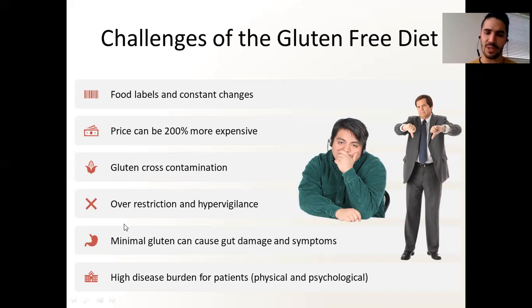So for some patients, we need to be really cautious, because this can create restriction and hypervigilance, this constant anxious state about getting contaminated with gluten, and they might end up over-restricting more than they need to. So we need to be aware of these patients, and some of these patients might benefit from psychological help too. So it's all about getting that balance right. And we need to understand that minimal gluten can cause gut damage and symptoms for people. And that's why this can really raise the burden of celiac disease for patients, both at a physical and a psychological level.